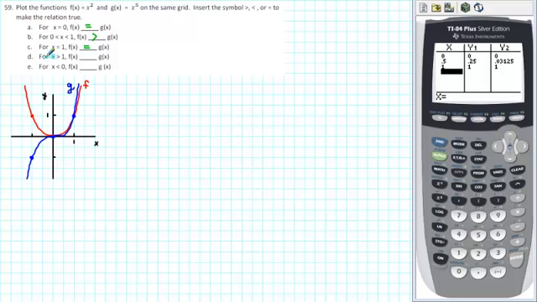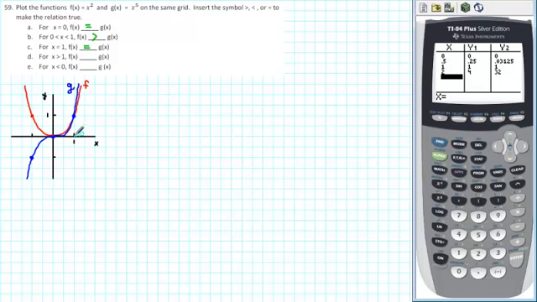In part D, we have for x greater than 1, f of x is either greater than, less than, or equal to g of x. So let's pick a number that's bigger than 1. Let's say 2. We compare the two values and we see that the first y value, 4, is less than 32. So that tells us that f of x is less than g of x.